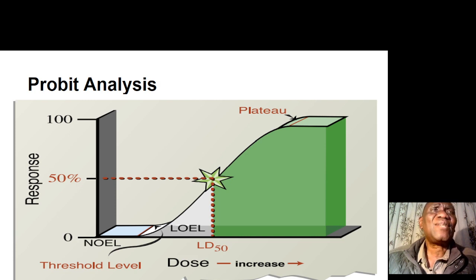Then you reach a plateau. 50% of the animals which are going to die will take us to the LD50 as indicated in that graph. And this is how the LD50 is determined after carrying out the evaluations or trials or experiments.